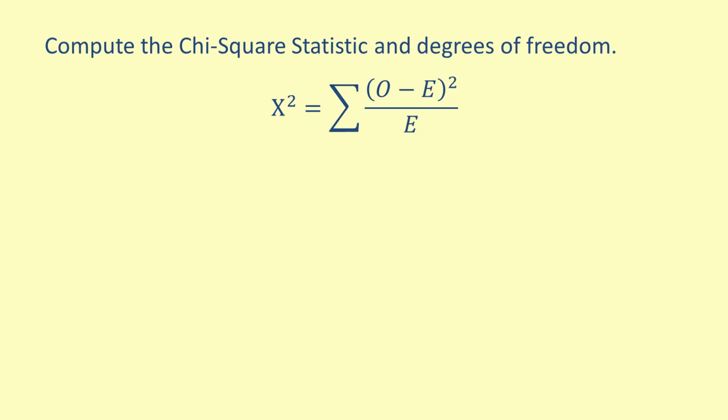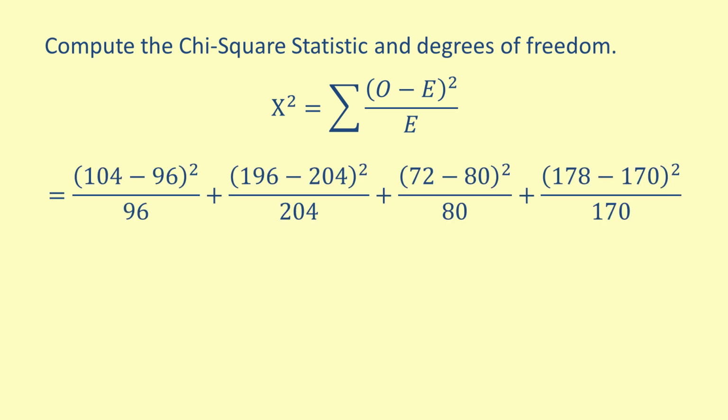Now use the values to calculate the chi-square test statistic. Substitute and evaluate to get approximately 2.1569. We also need to calculate the degrees of freedom. The degrees of freedom is equal to the number of rows minus 1 times the number of columns minus 1. There are 2 rows and 2 columns, so 2 minus 1 times 2 minus 1 equals 1.